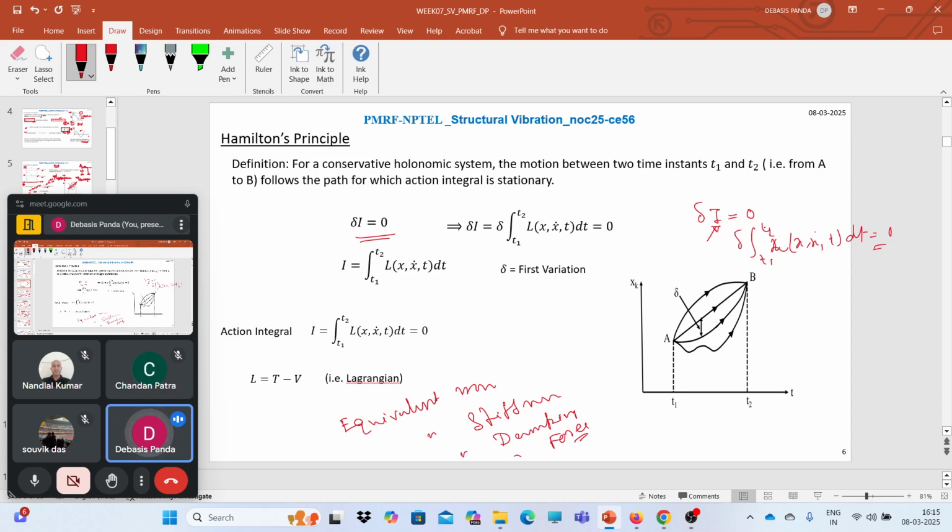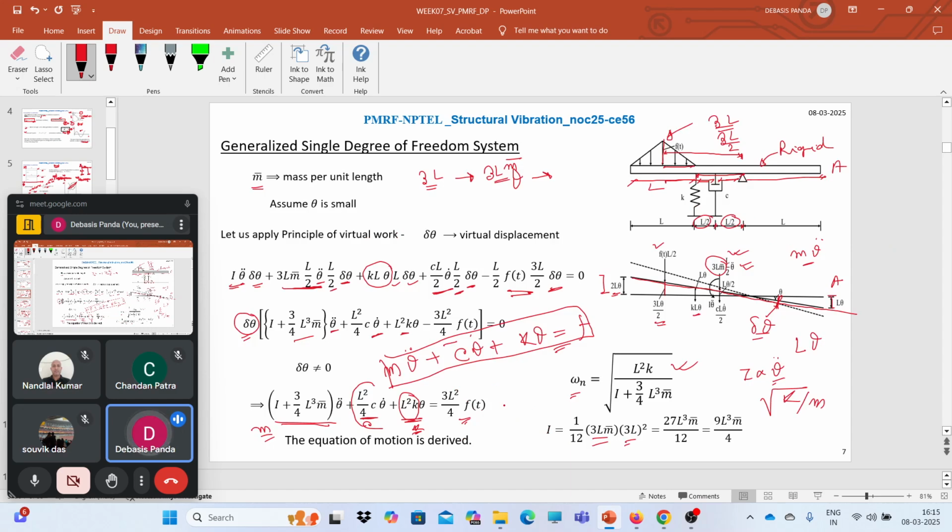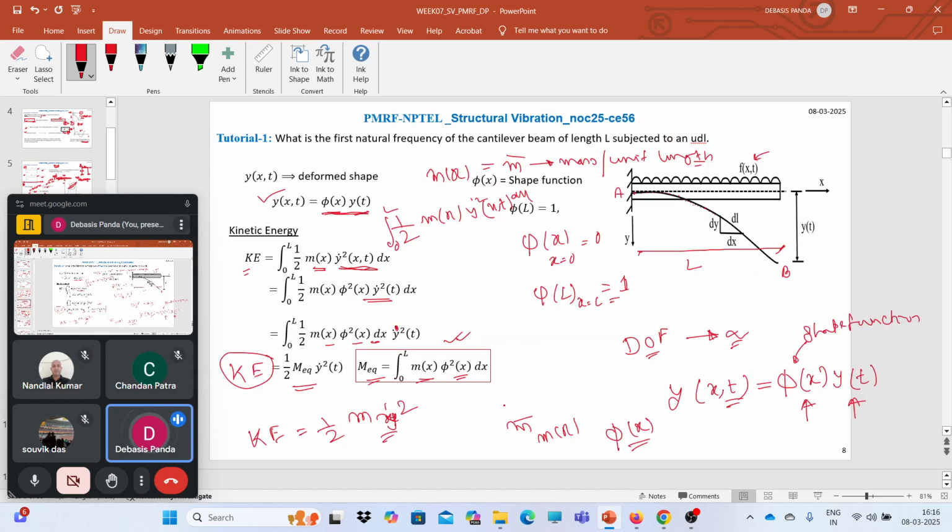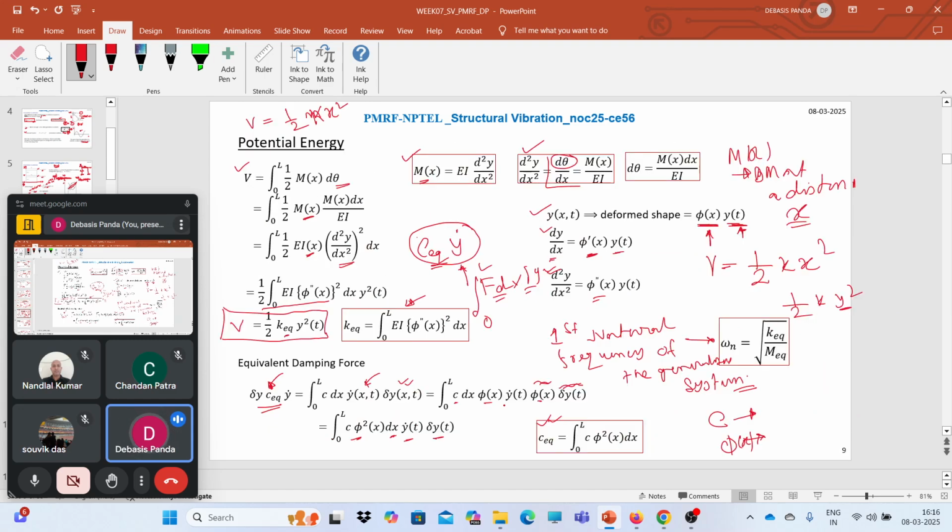That means the particle will follow the path of least action, we can say also. Before going there, we solved a problem related to a generalized single degree of freedom system, where we have the concept of equivalent mass, equivalent stiffness, equivalent damping, and equivalent external force. And if we have these equivalent properties, how to solve them using the shape function and the properties provided.